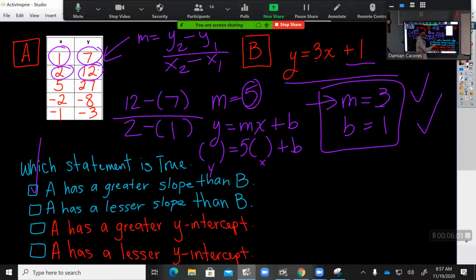What will be the point that's the easiest one to use? 1, 7, because those are the smallest numbers. So 7 is the y, 1 is the x. Make sure you put it on the right spot. And now we just have to solve for b.